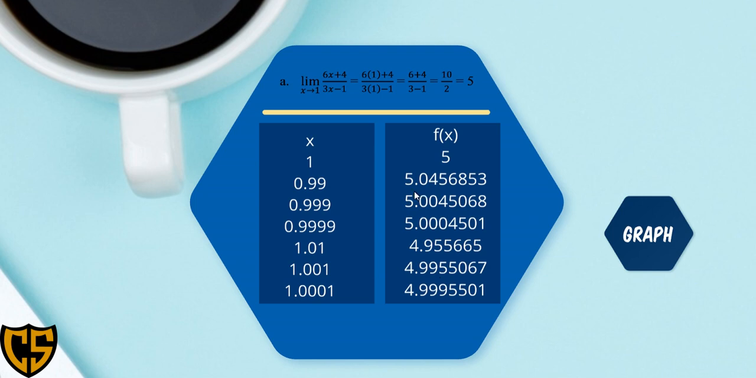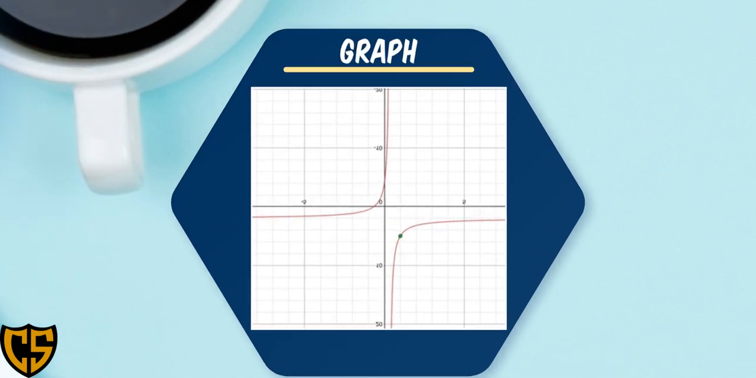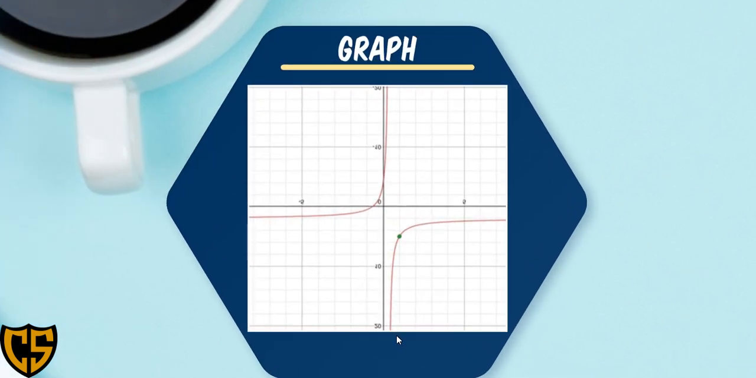So if we inspect the values of our function of x after substitution, we would know that the answer approaches a certain value, which is equal to 5. So the answer here is 5. If we now inspect the graph of our function, we would see that the graph of the function is this one.